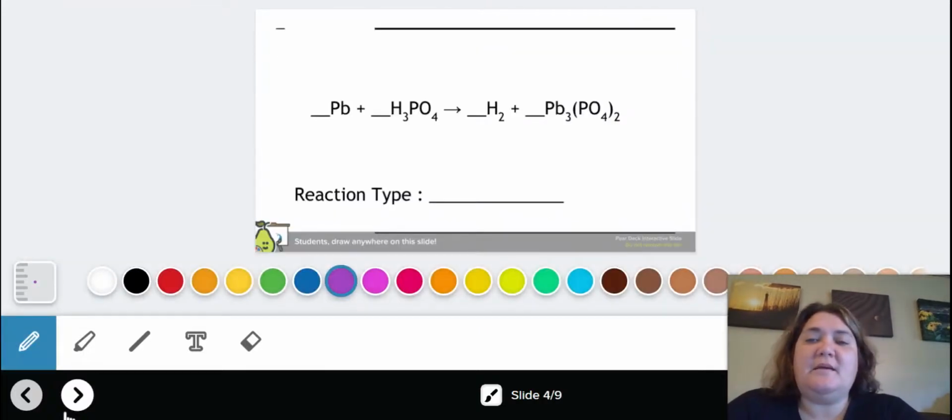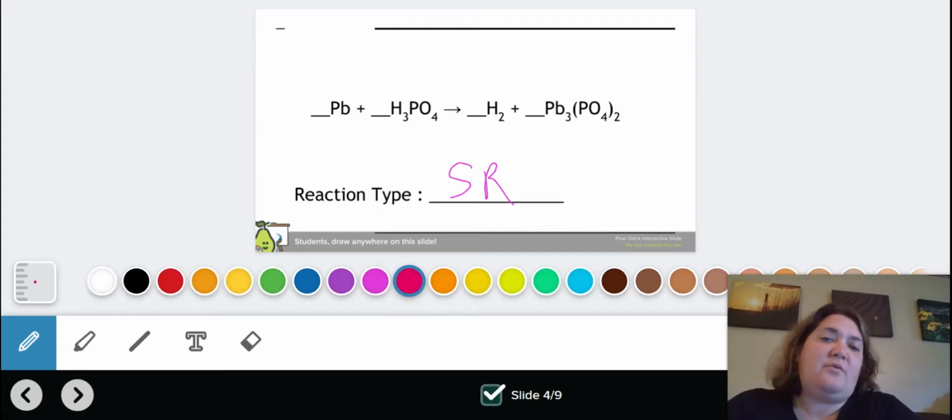All right, the next reaction, here we have an element reacting with a compound. That, as you recall from yesterday, is a single replacement reaction. Right, so in a single replacement reaction, we're going to still balance by doing one element at a time. We have 1 lead here. Over here, we have 3. So we would multiply here by 3.